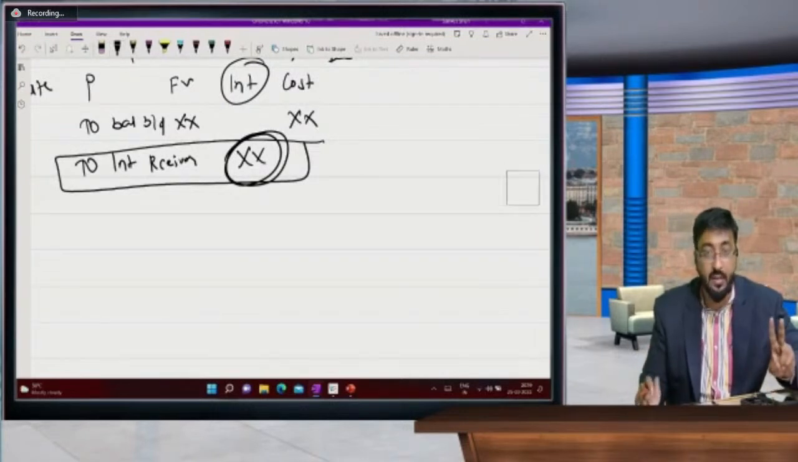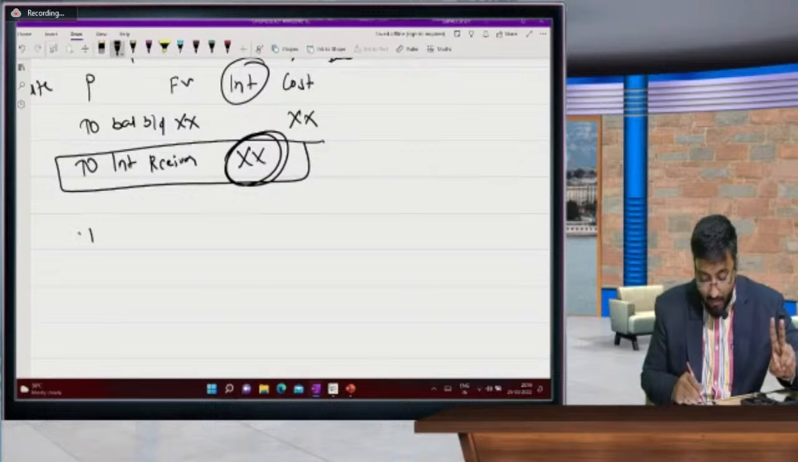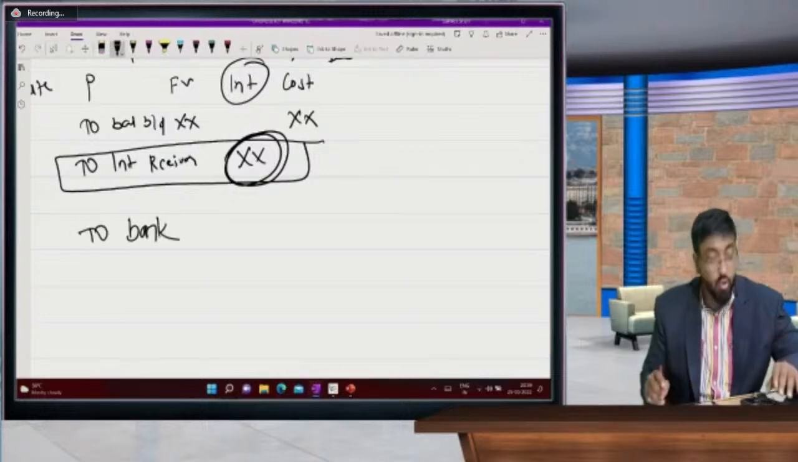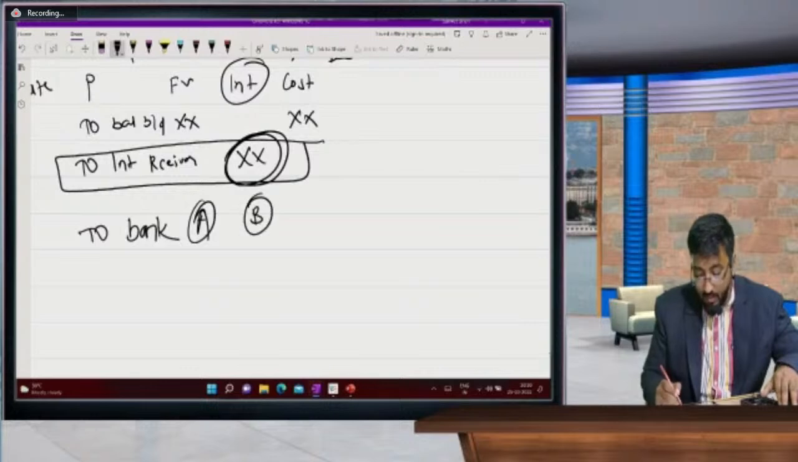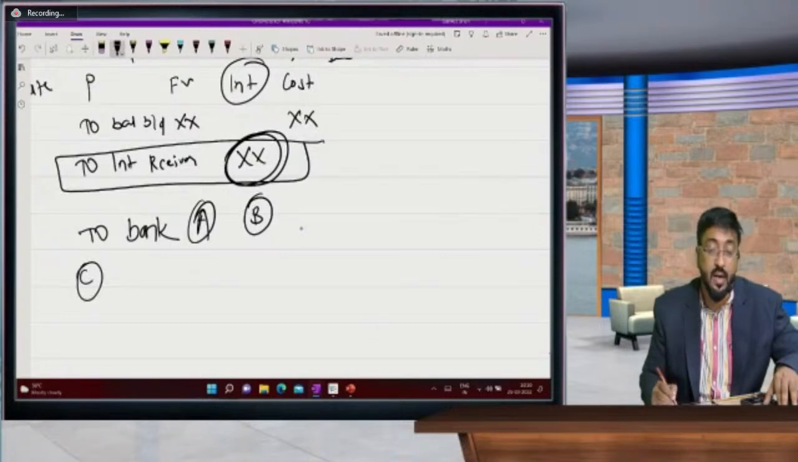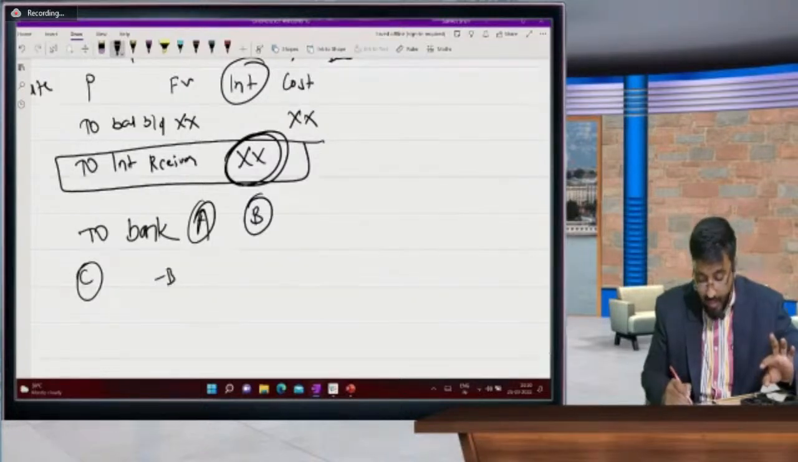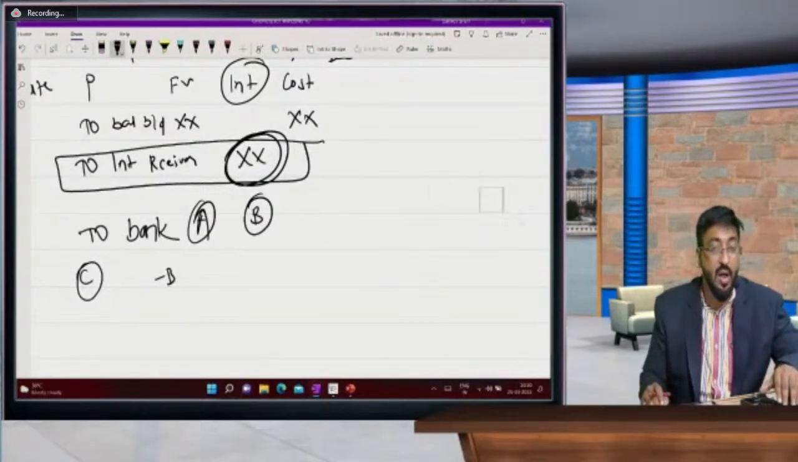What is the second thing? Then you will do it one by one, "to bank". What is the technique? How to write it? ABCD. A for face value, B for interest, C for inner column. Now remember, if cum interest, you are going to deduct B. If ex interest, are you going to deduct interest? No.